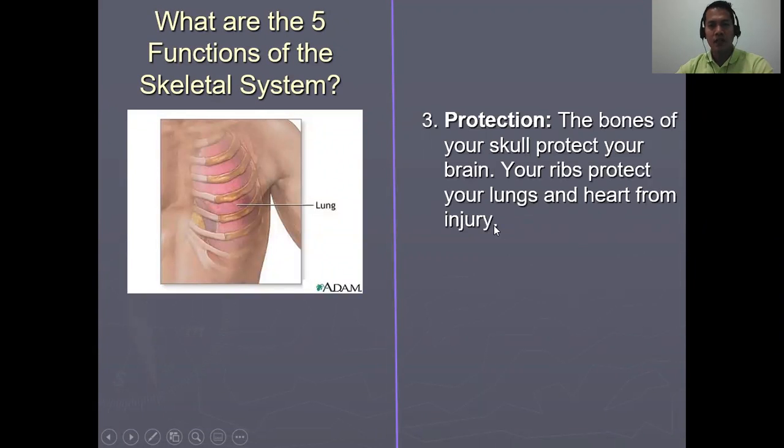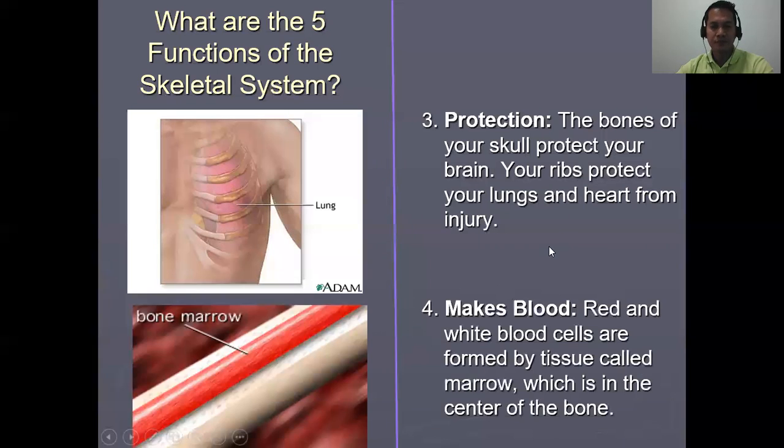It also helps protect our body. So for example, the rib cage protects the soft tissues of the heart and the lungs. The bones actually make blood, and that's so special that our bones make blood. It's because without the blood, of course, we will die.